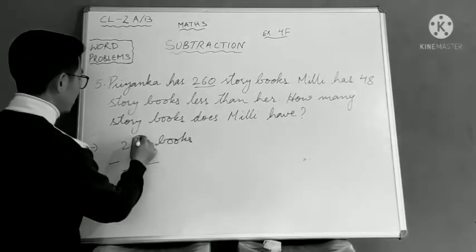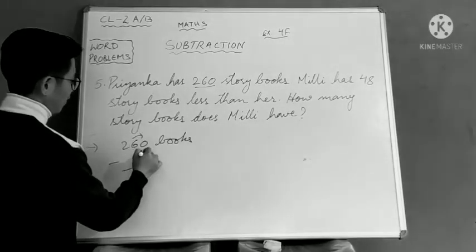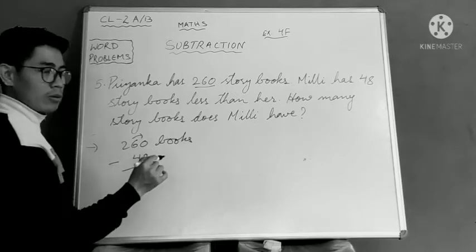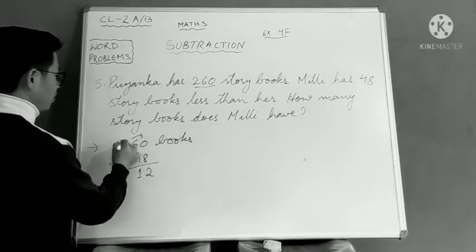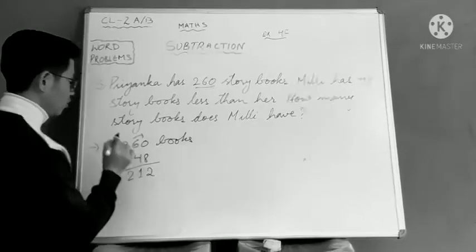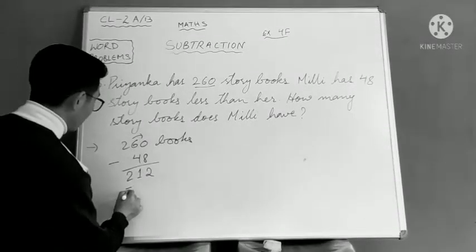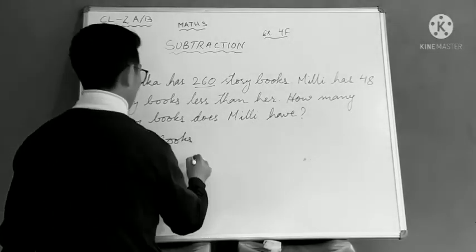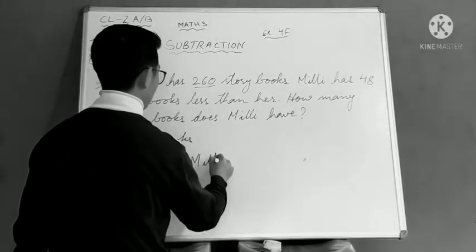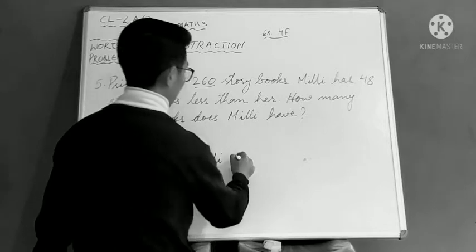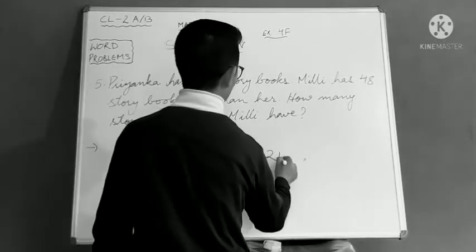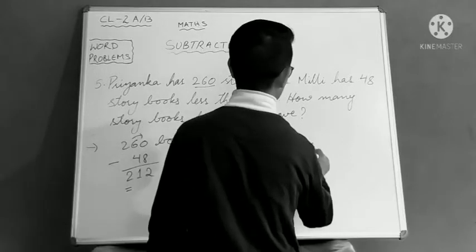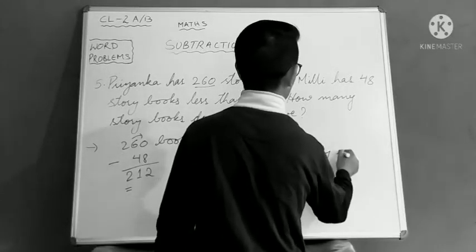So let's subtract. 10 minus 8 is 2 and 5 minus 4 is 1. 2 remains 2. Now Millie has 212 story books.